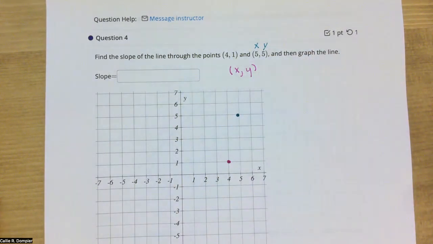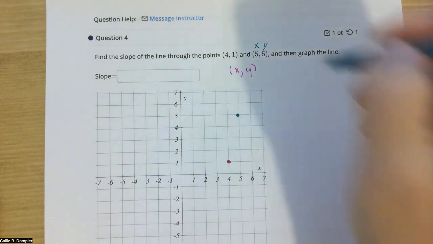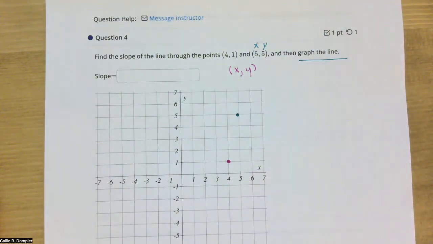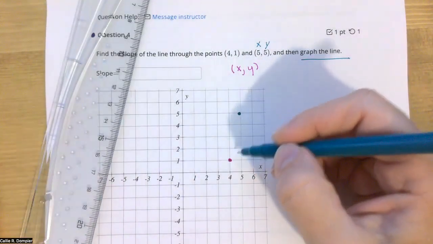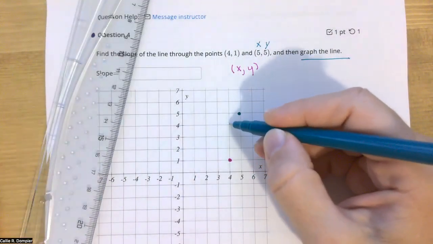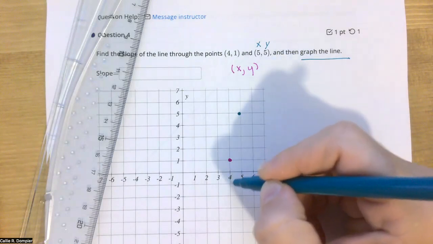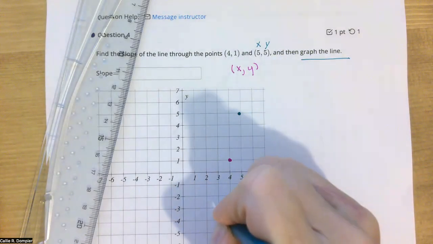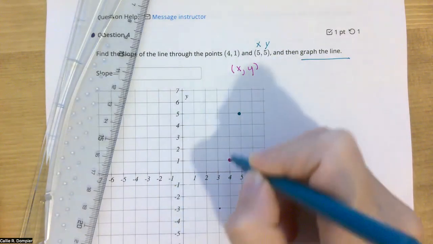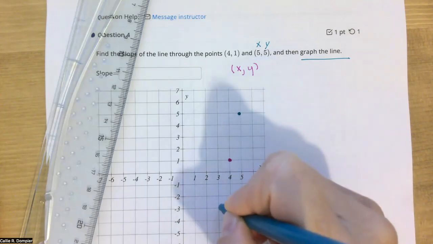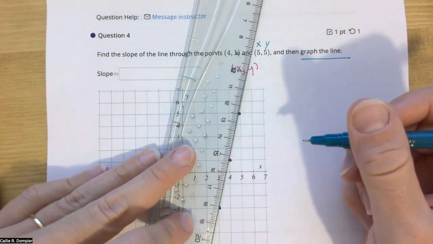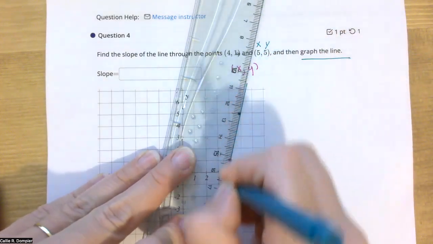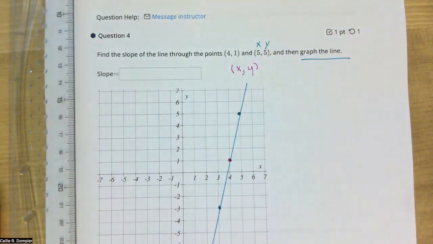Connect those two. That's my graph. If they'd asked me to graph it. Oh, they do ask me to graph it. Graph the line. I also like having 3 points just so it looks better. But you don't have to, because the computer will do it for you. And you don't have to worry about your line being straight with a ruler. All right, that is my graph of the line.